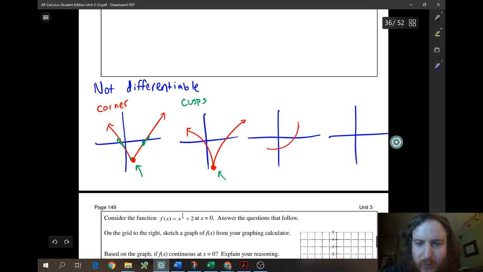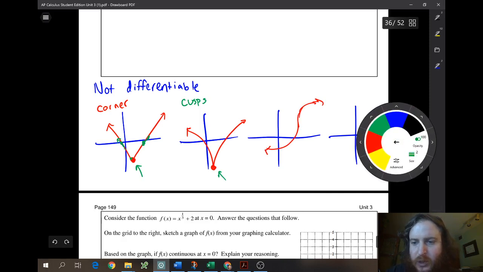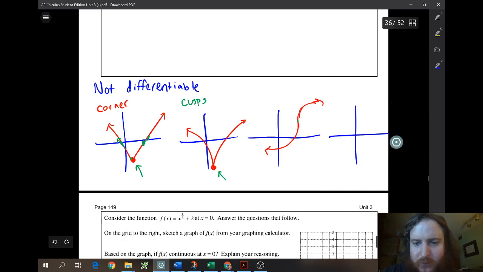Our third case is going to be a vertical tangent line. Not a vertical asymptote, but a vertical tangent line. When the slope of the graph at this point is vertical, like if that tangent line was vertical, we say the derivative doesn't exist. The slope of a vertical line is undefined, so since the slope is undefined, we say it's not differentiable.